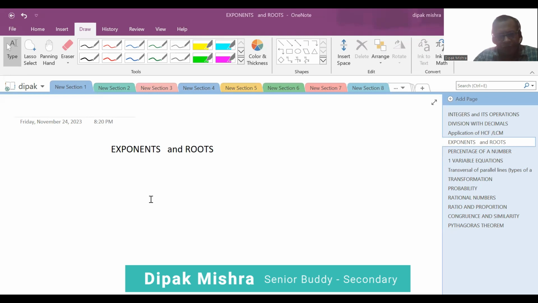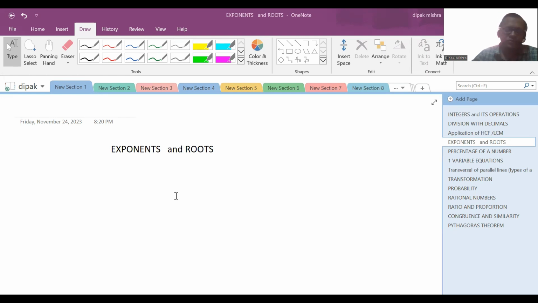Hi there, and now we are going to discuss exponents and roots and the concept of exponents and roots. So exponents basically means, in simple crude language, powers. So what do we mean by power, and how do we define power?